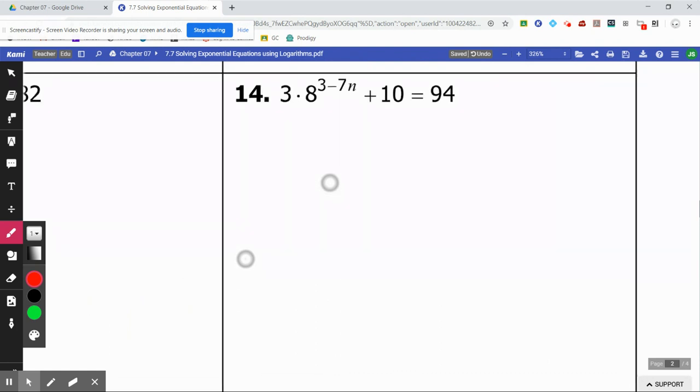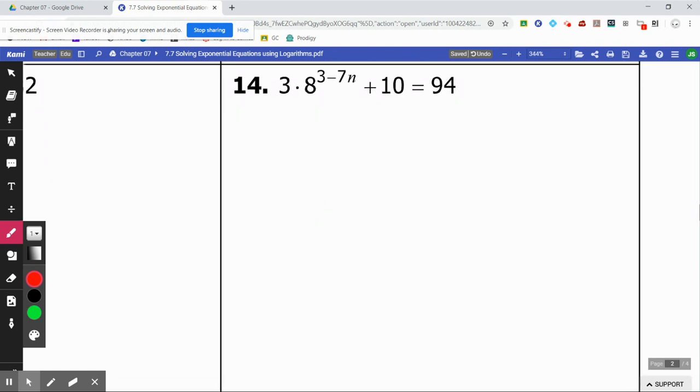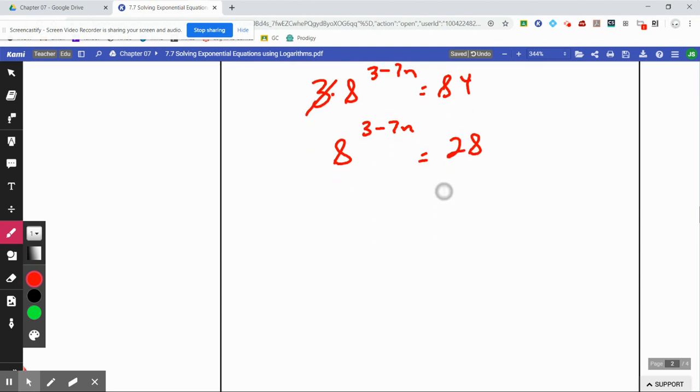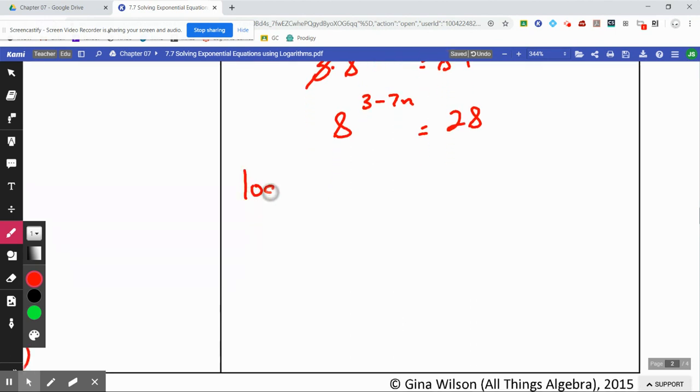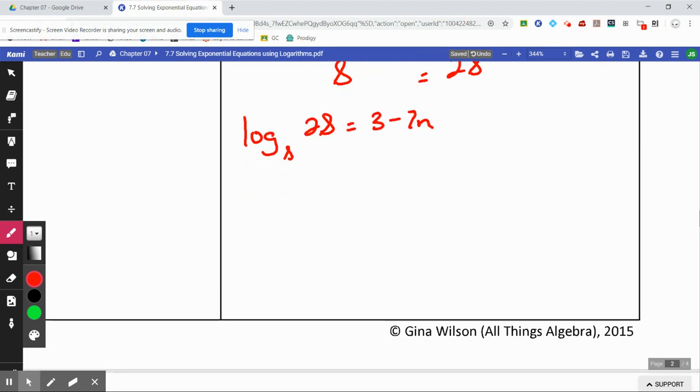The next one, number 14. Step number 1, again, isolate your exponential. Let's subtract 10, gives you 3 times 8 to the 3 minus 7n is equal to 84. We now divide by 3, gives you 8 to the 3 minus 7n is equal to 28. Next step, rewrite it. Log base 8 of 28 is equal to 3 minus 7n, and this can be typed into our calculator. Log of 28 divided by the log of 8 is 1.6025, and again, that's 3 minus 7n.